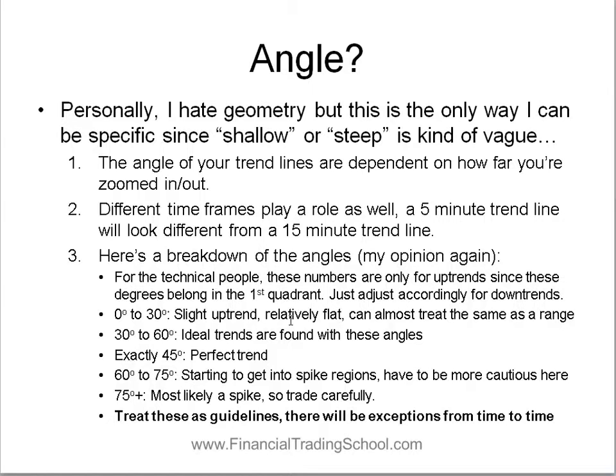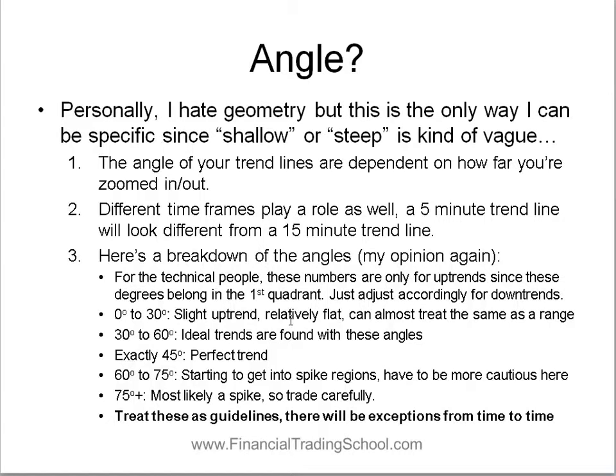Again, just to remind you, this is completely my opinion. There aren't that many people talking about this online, so this is just from my own personal experience. And this is the only way for me to get technical here. And for the technical people, these numbers are only for uptrends, since these degrees belong in the first quadrant. You need to adjust them accordingly for downtrends. So for downtrends, you're working in the fourth quadrant.